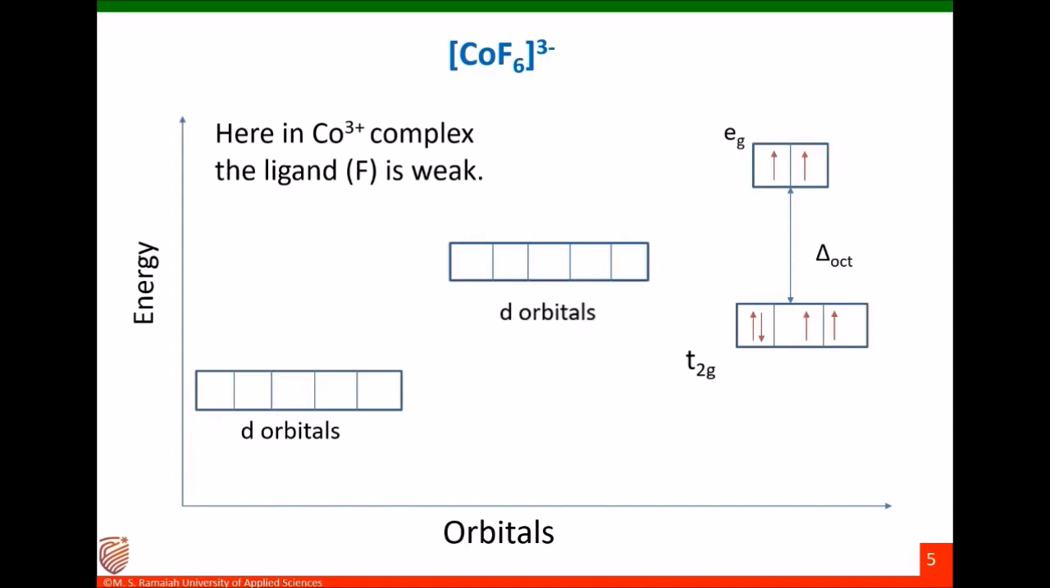Total 6 electrons are there because it is a d6 configuration. 1 electron to t2g, 1 electron to t2g, 1 electron to t2g, then 1 electron to eg, 1 electron to eg. Now 1 electron left, that will go to t2g.